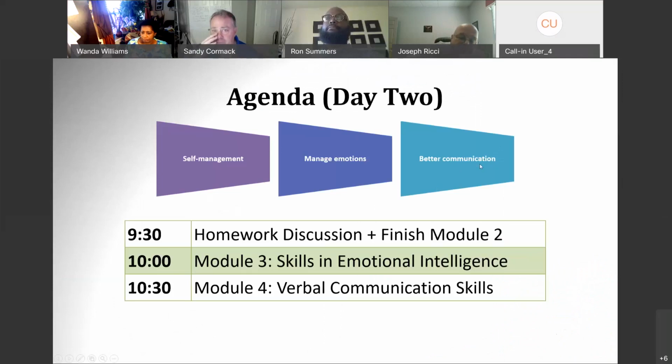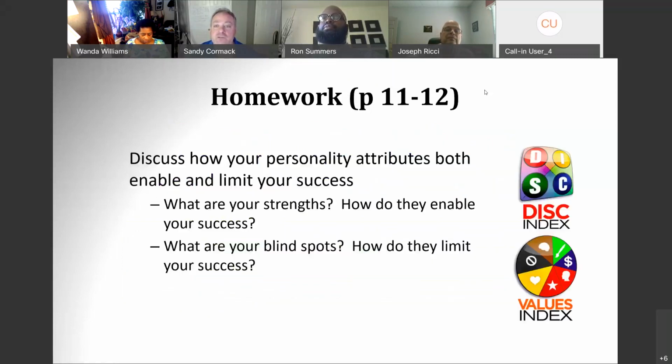All right, so this is what we're going to be going over today in the second session. First thing we'll do is go over the homework, and we'll finish up module 2. We had one little thing to do to finish up the module we started last Friday. Then we're going to go on to module 3, which is skills in emotional intelligence, and module 4, which is verbal communication skills. So let's go ahead and start talking about homework.